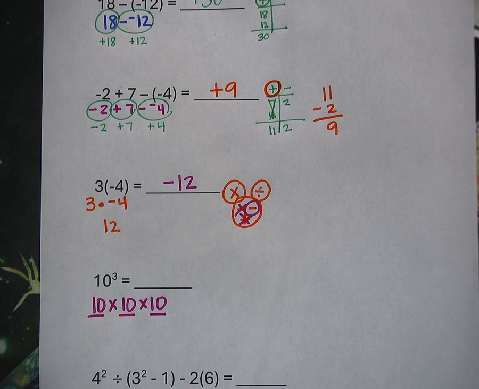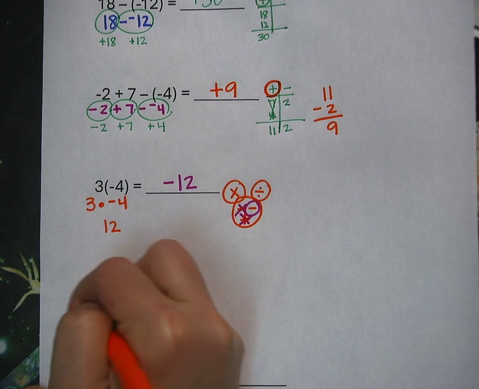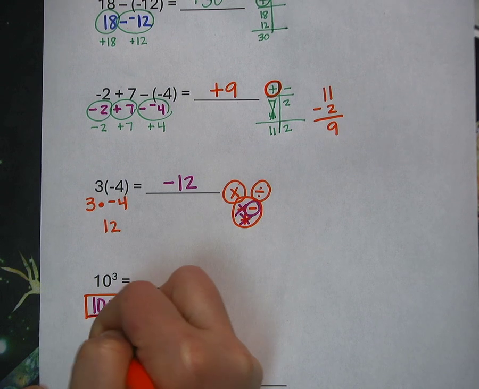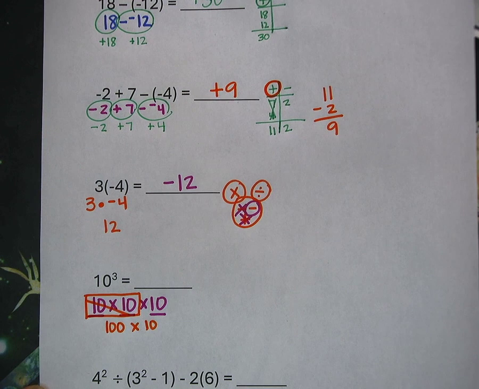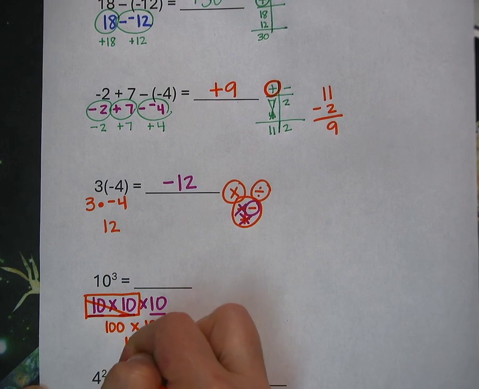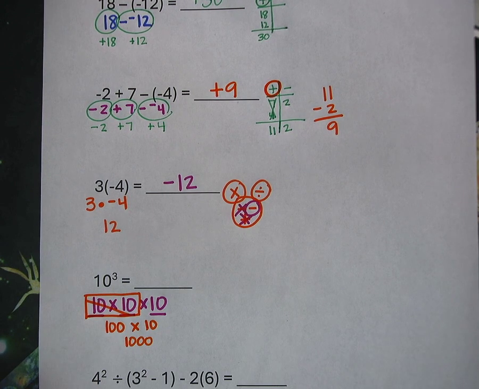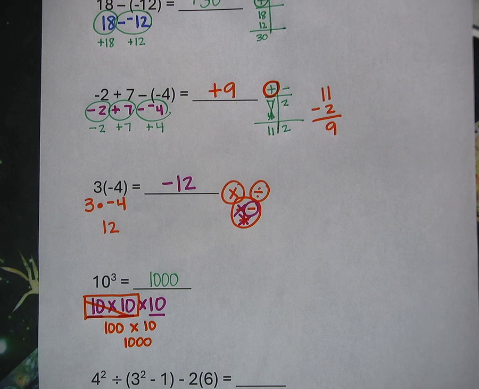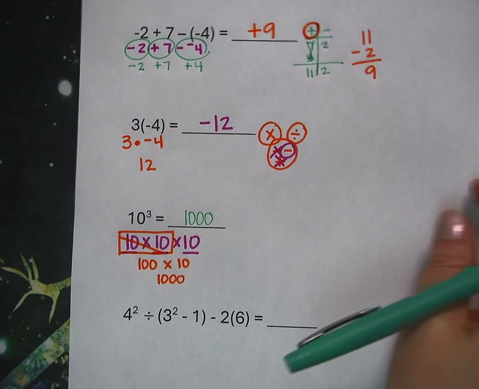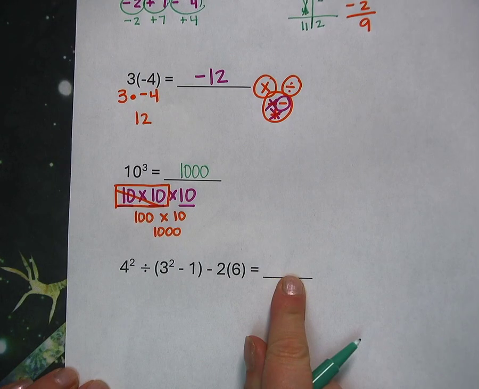So I'm going to solve that now, two numbers at a time. I know 10 times 10 is 100, and I know 100 times 10 is 1,000. There are no negatives in this problem, so I didn't need an integer strategy. So this is just 1,000. All right, and our last quick review is going to be our order of operations.